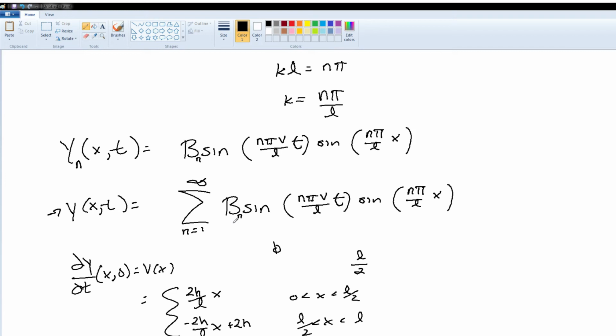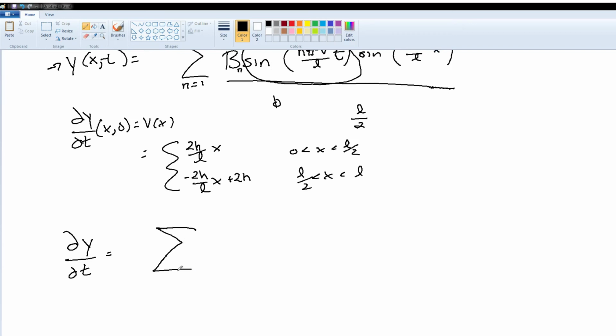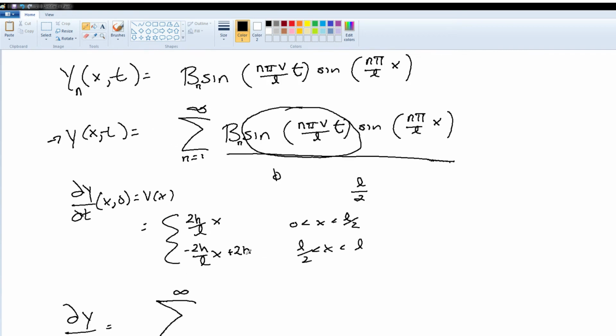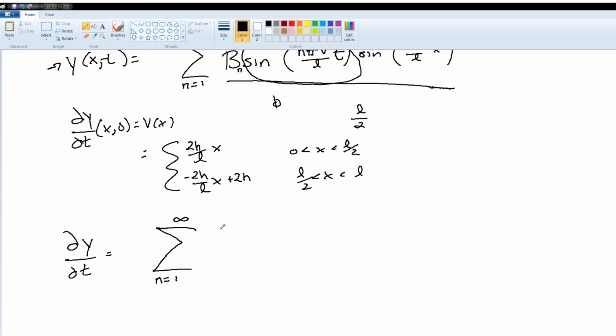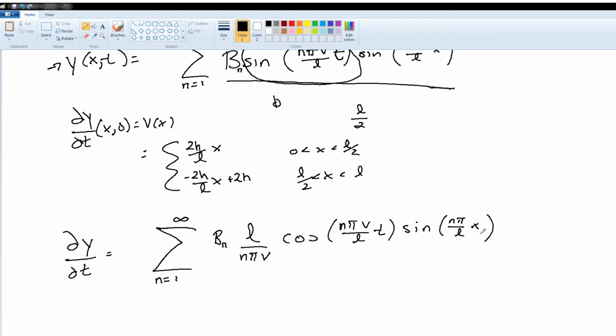So you can just differentiate term by term here in the sum, and we're just differentiating with respect to t. The derivative of sine is plus cosine. So we have b sub n times n pi v over L cosine of n pi v over L t. And this other sine was a function of x, so you leave it alone as we're just differentiating with respect to t. That's better. Now at time 0, there's nothing catastrophic happening, right? Cosine of 0 is 1.